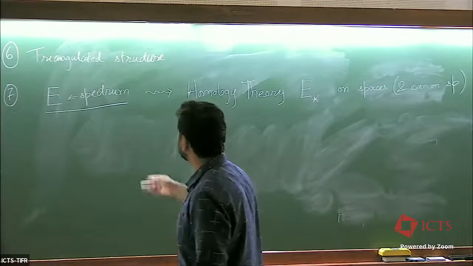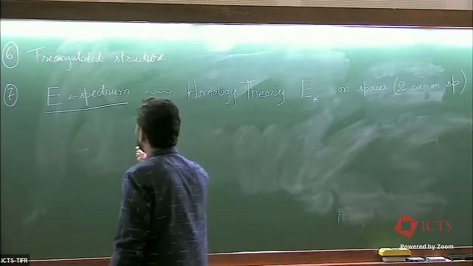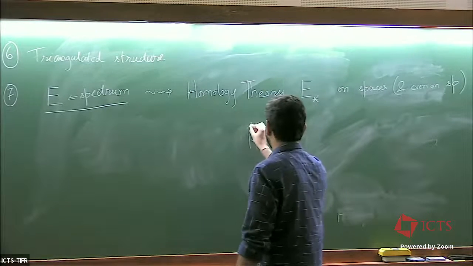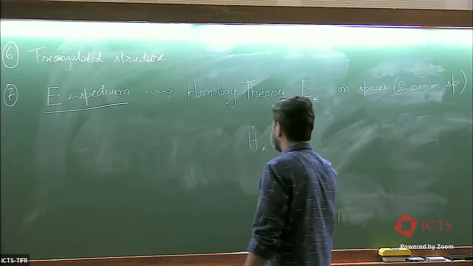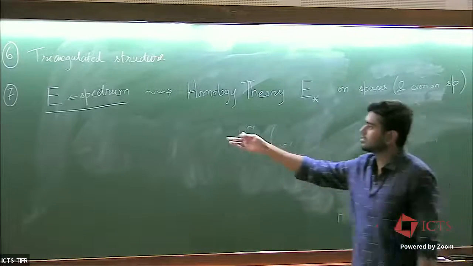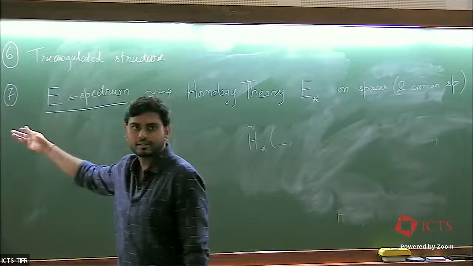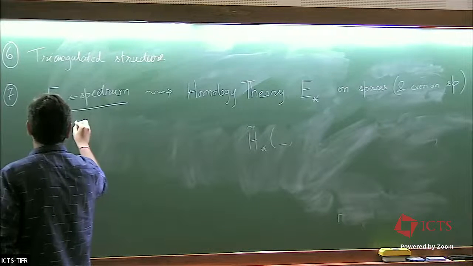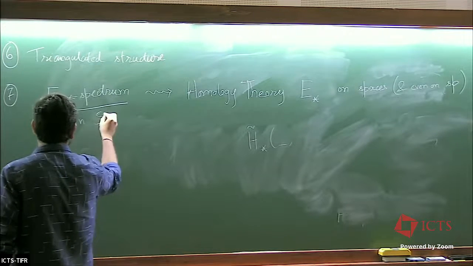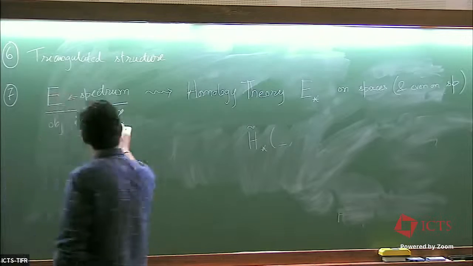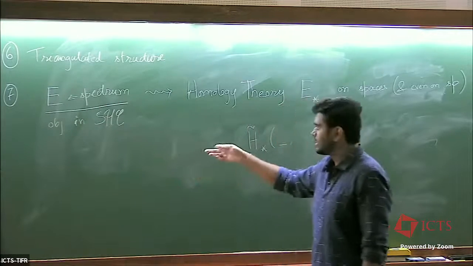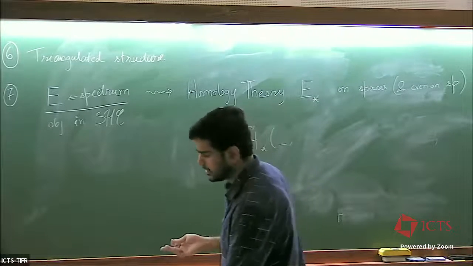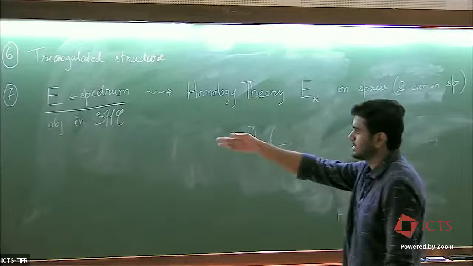So any spectrum gives a homology theory. Spectrum means this is an object in this stable homotopy category. It's just an object in this category. Again, I'm not saying how, but they actually induce homology theories on spaces and even on this category itself, on spectra.